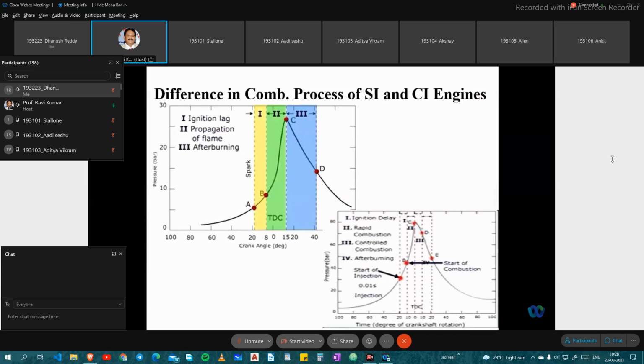Here we have a spark plug. Here we don't have a spark plug. In place of the spark plug, we have the fuel injector. Fuel is directly injected inside the combustion chamber of a diesel engine. And we have the first stage, A to B, called ignition lag. The second stage is the propagation of flame from B to C. C is the peak stage, after combustion we have an expansion stroke, C to D. After burning, this is the third stage we see.